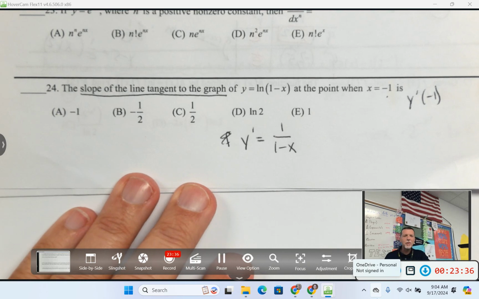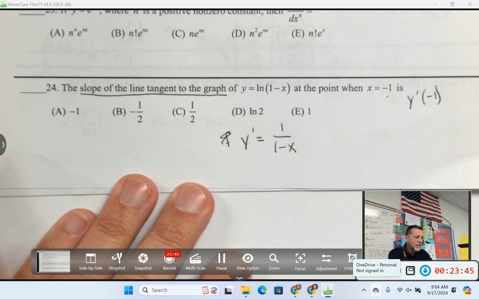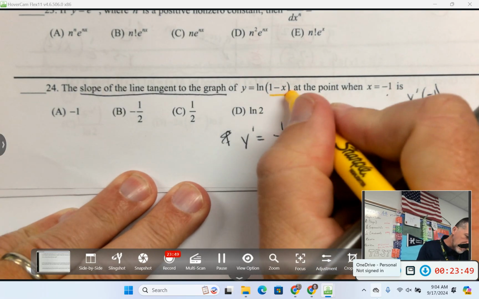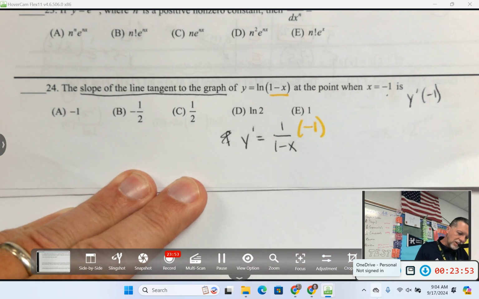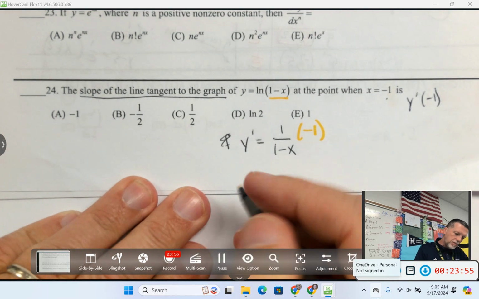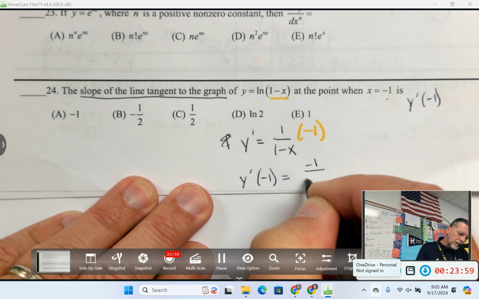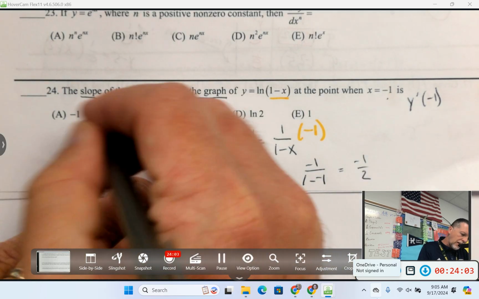Oh, I bet some people stop there and their answer is 1/2. Why is that not the derivative? I forgot the chain rule earlier, but not this time. The derivative of 1 minus x is negative 1. So if I plug in negative 1, I get negative 1 over 1 minus negative 1, negative 1/2.